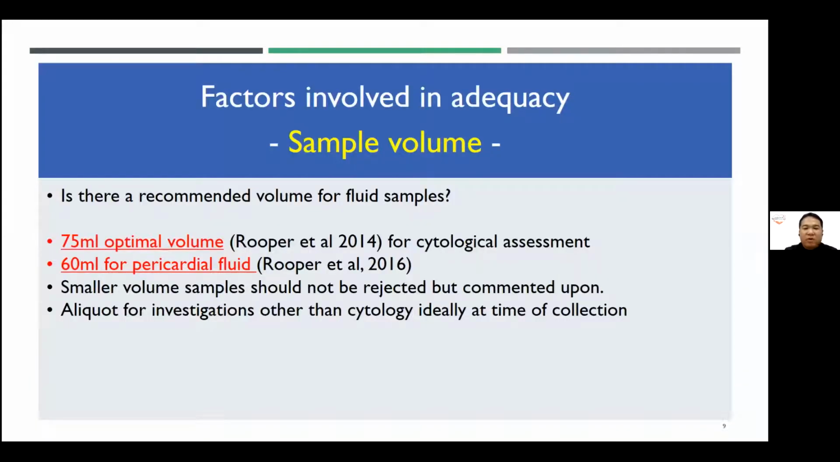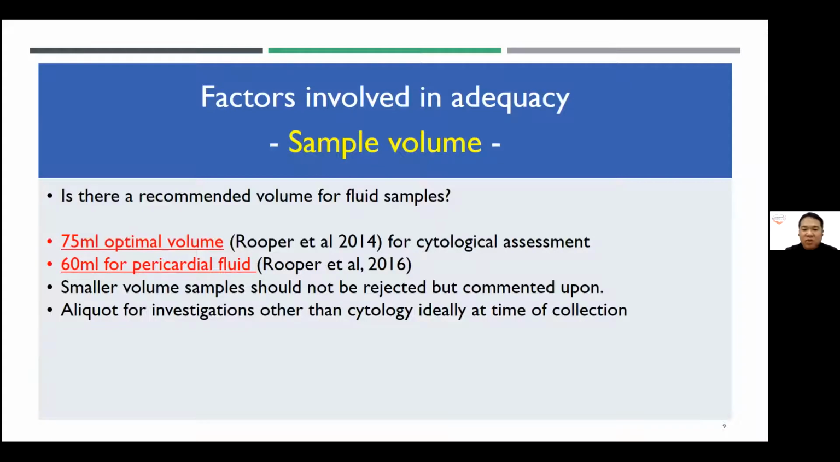So let's go to the first issue, adequacy. There are three factors about adequacy. The first factor is sample volume. What is the recommended volume for a fluid sample? Generally, especially from the Rooper article published in 2014, 75 milliliters is generally accepted as the ideal volume to have the most effective and most sensitive reporting. But for pericardial fluid, we just need 60 milliliters. So these two are the ideal and optimal volumes.